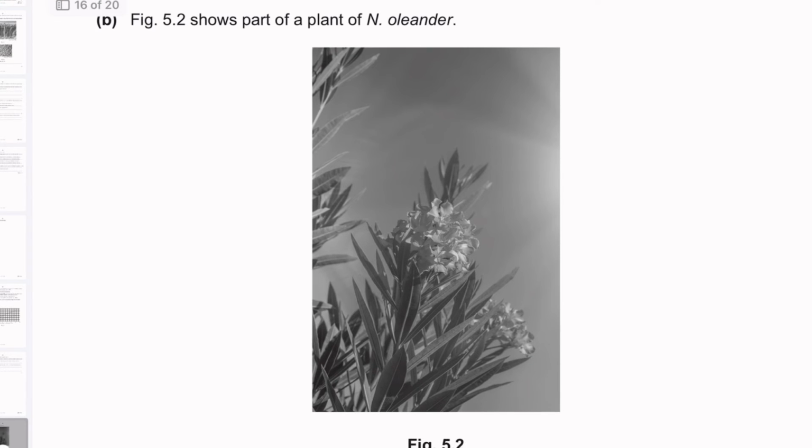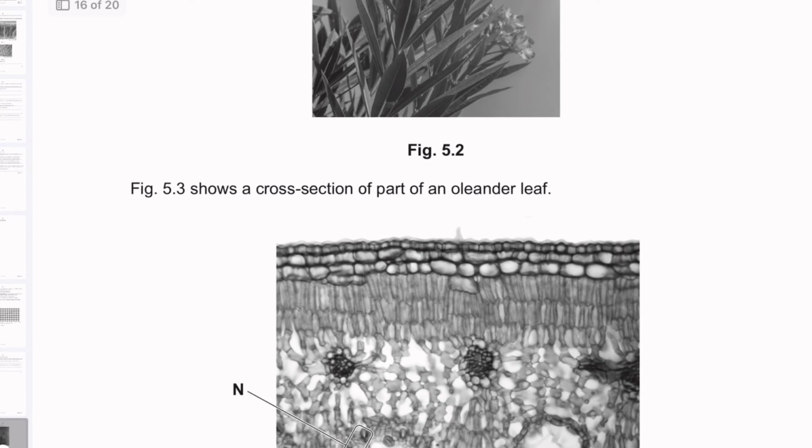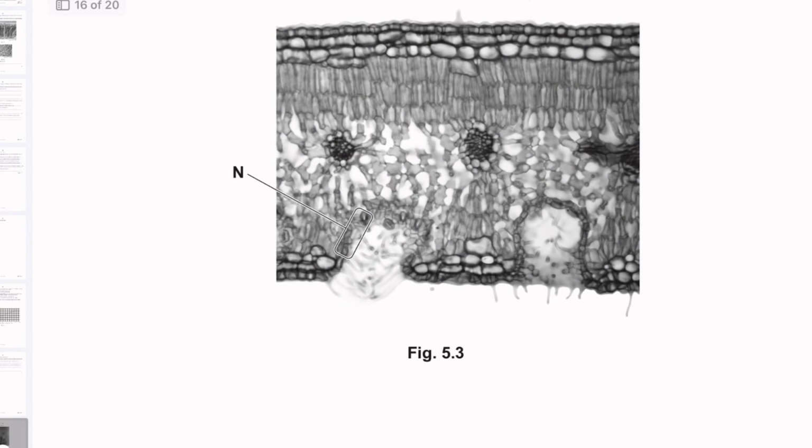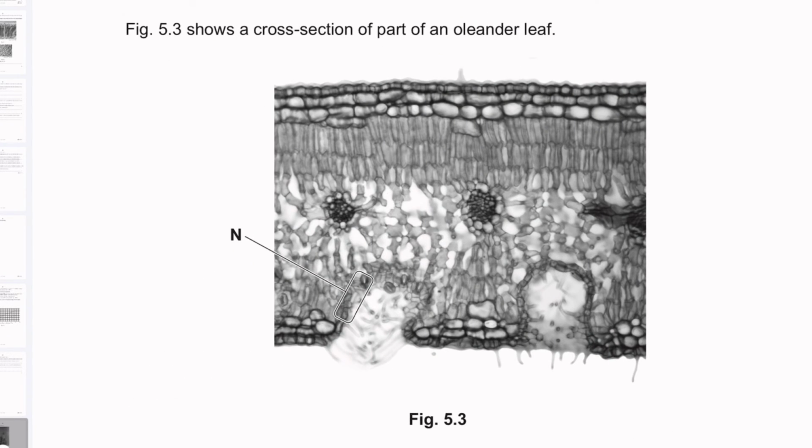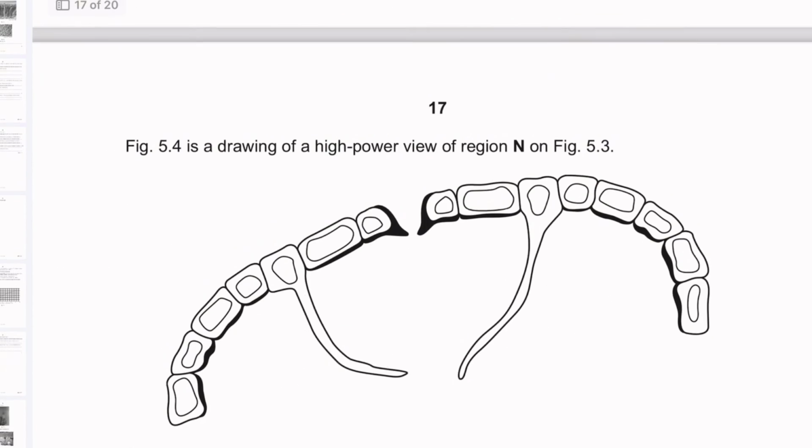Letter B says figure 5.2 shows part of the plant of an oleander, and figure 5.3 shows a cross-section of parts of an oleander leaf. And you could see the leaf section is going to be having a very thick waxy cuticle, as well as a very thick epidermis. You could also look at the trichomes. There's lots of trichomes, and the stomata are in pits, and obviously there's no stomata on the upper layer. So I would assume that it lives in the desert, and it's trying to reduce the rate of transpiration. So let's go ahead and see what they want.